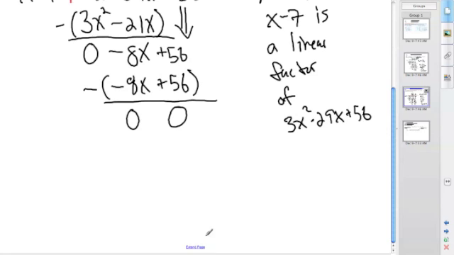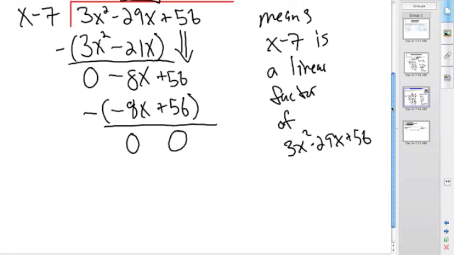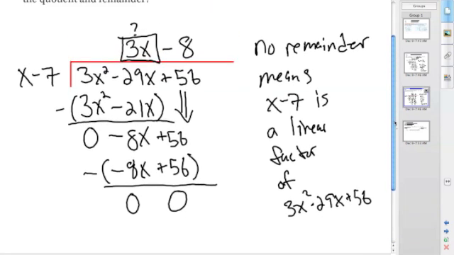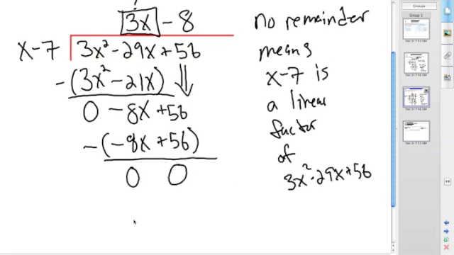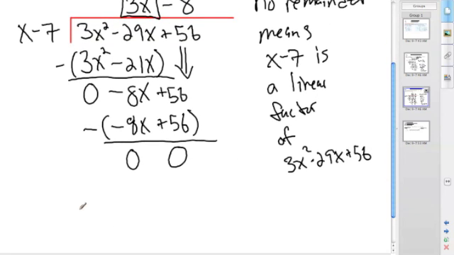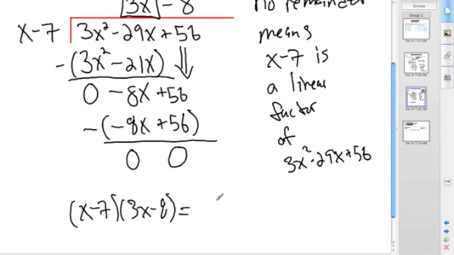One way to check this out is multiplying. So we have x minus 7 times 3x minus 8. Does it equal 3x squared minus 29x plus 56? And that is true.